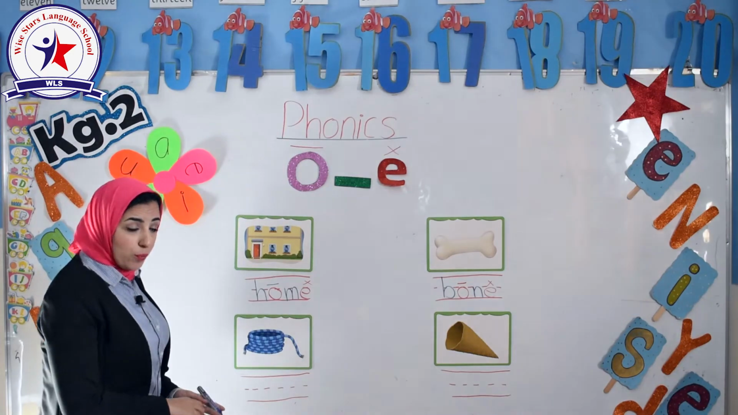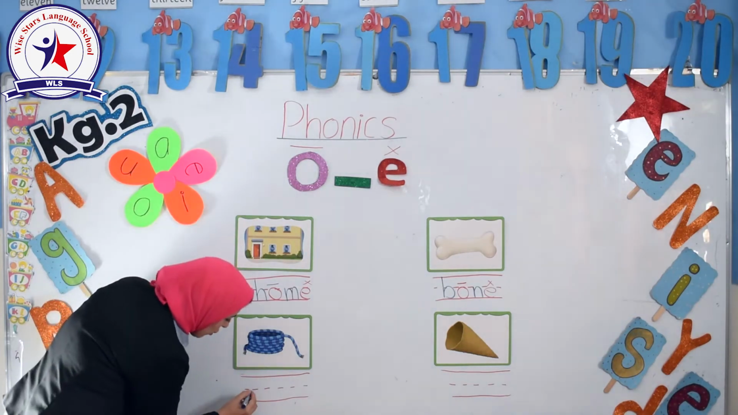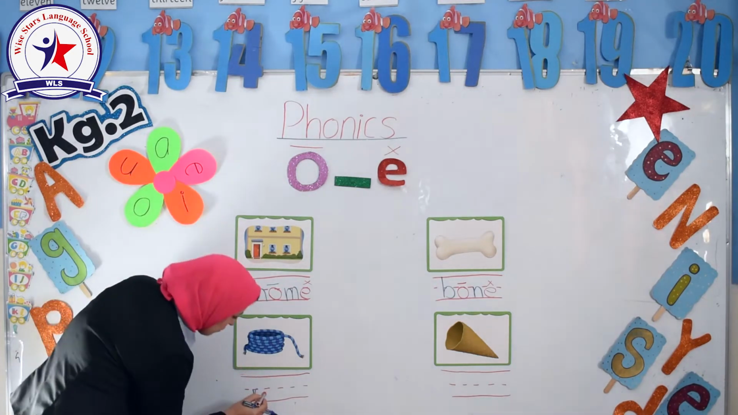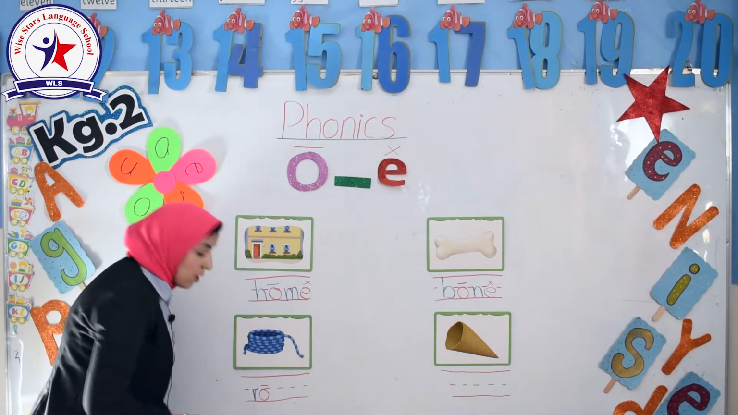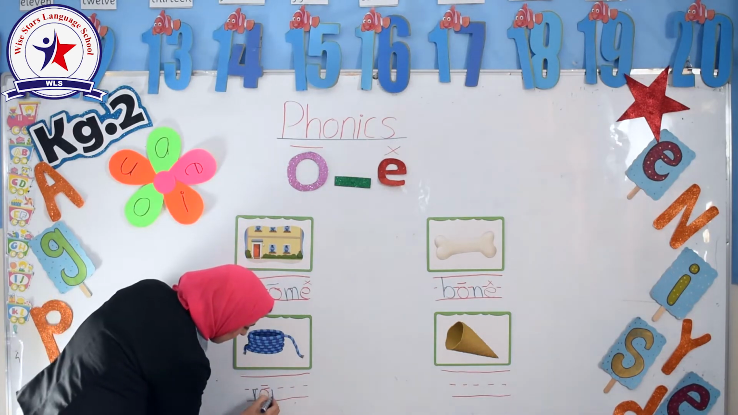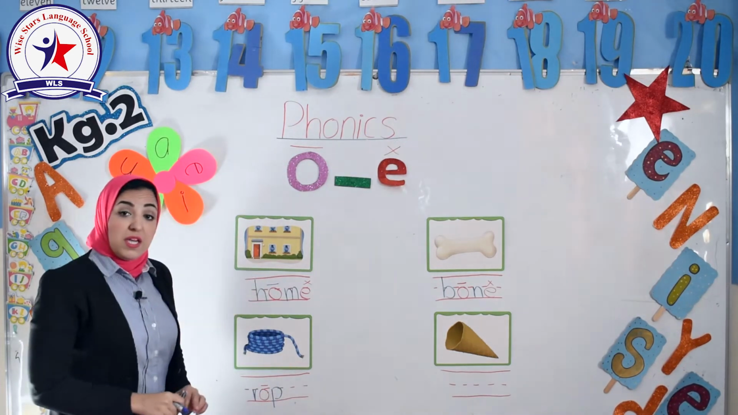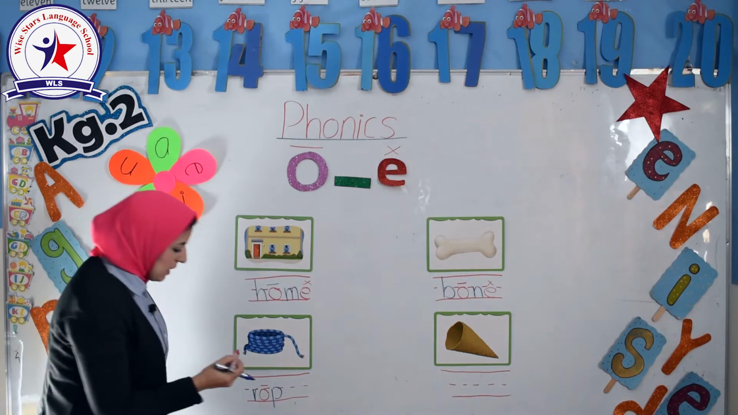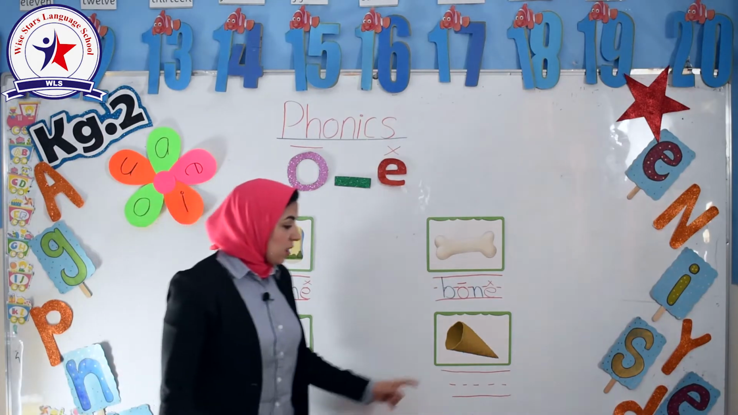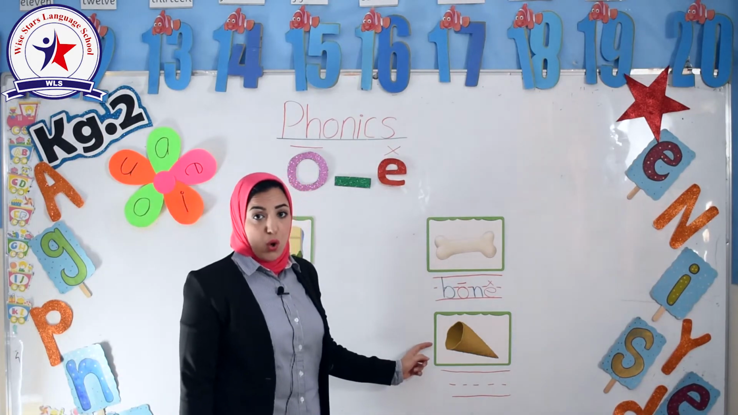Number three, rope. How can I write rope? R, O, long O, P, P, P. In the end, magic E. It will be silent.